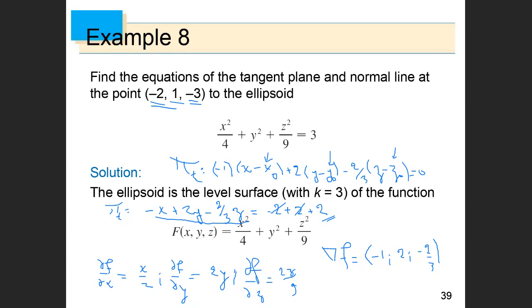Now I can let you do the normal line. Of course, for the normal line, we gave you (x minus x0) divided by -1, (y minus y0) divided by 2, and (z minus z0) divided by -2 over 3. These would be the symmetric equations of the normal line. Any question on that, guys?